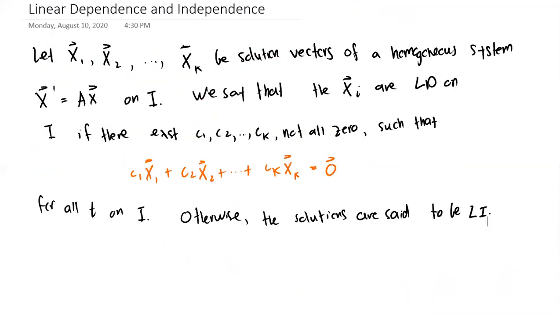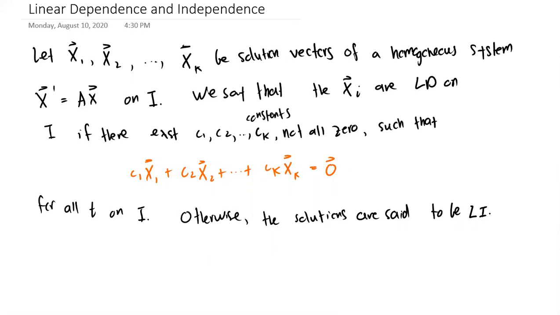Now, linear dependence and independence also generalizes the same way. So let x1, x2 up to xk be solution vectors of a homogeneous system, again, where you don't have a vector g added on, on some interval I. Then we say that the xi are linearly dependent on I if there exist C1, C2 up to Ck constants, not all zero. So in this case, they are constants, just like in chapter 4.